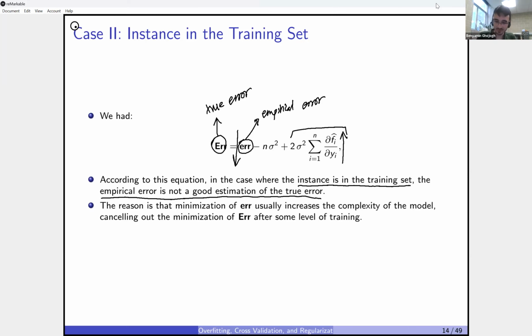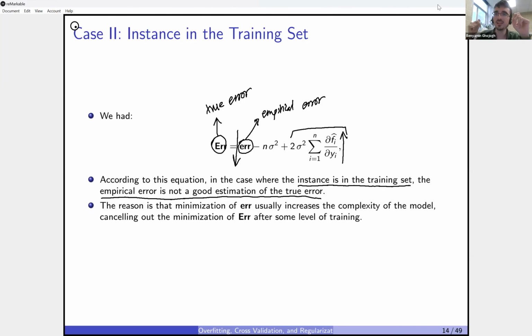So that's one thing. Also here, you want to reduce empirical error. You're getting better and better. However, you are losing simplicity, so you are becoming more complex. And because of losing this simplicity and becoming more complex, the true error also goes up. So that's the trade-off.